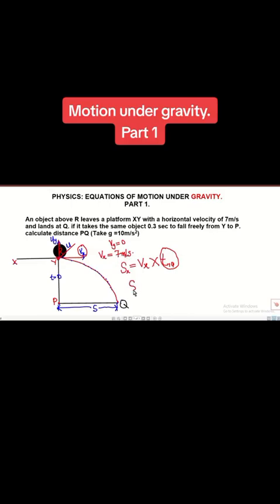Therefore, the distance from P to Q, which I call S sub x, is 7 multiplied by 0.3, and the answer is going to be 0. No, it's not 0. It's going to be 2.1. So it's going to be 2.1 meters because it is for a horizontal component. So this is for part 1.